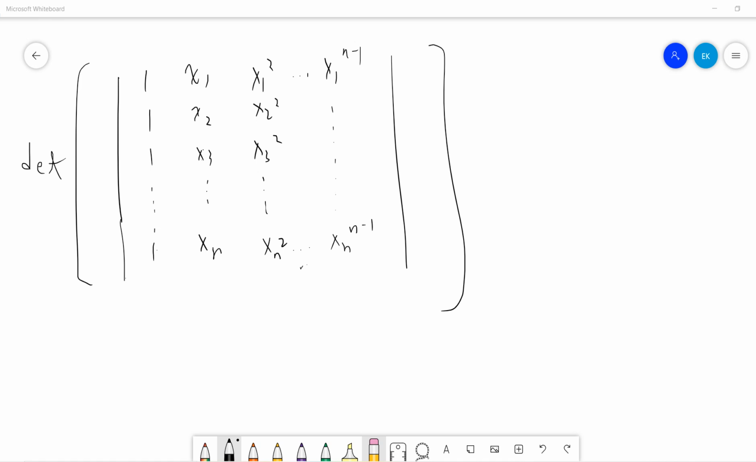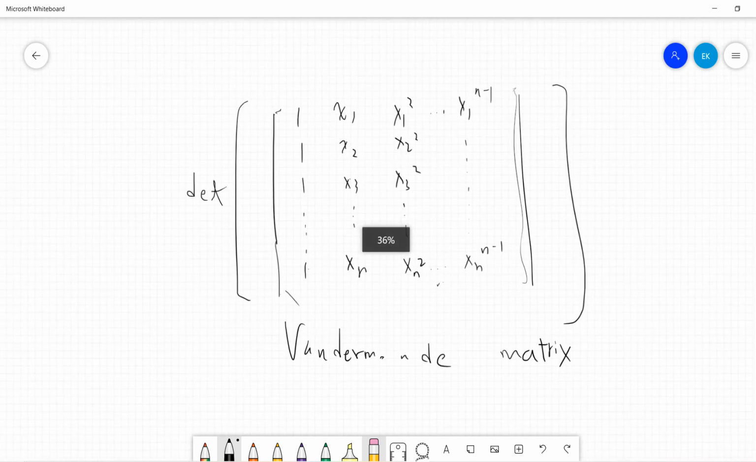Okay, so welcome guys. In this video, let's talk about this famous Vandermonde matrix. This is called a Vandermonde matrix, right? If you take a matrix and take its determinant, it is 1, 1, 1, x1, x2, x3 up to xn, and x1 square, x2 square, x3 square up to xn square, and so on up to the power n minus 1. This is called a Vandermonde matrix. Basically, people like to ask about its determinant.